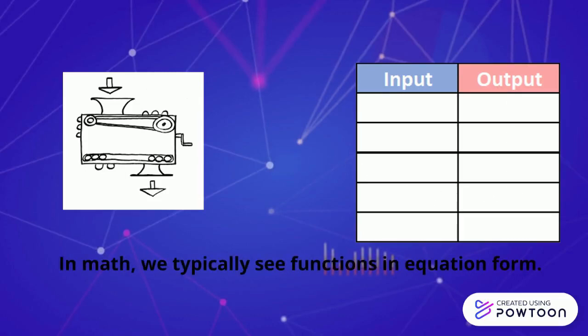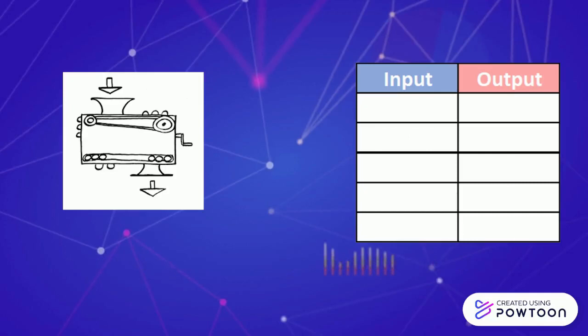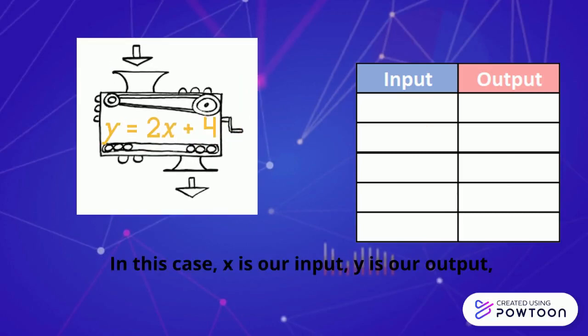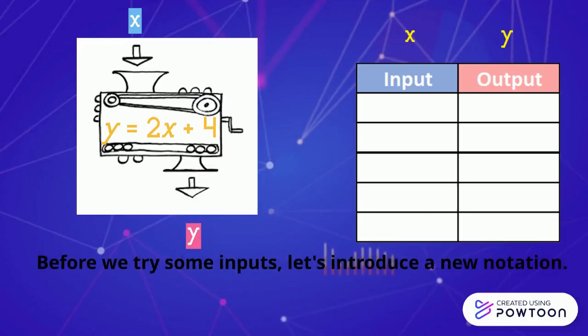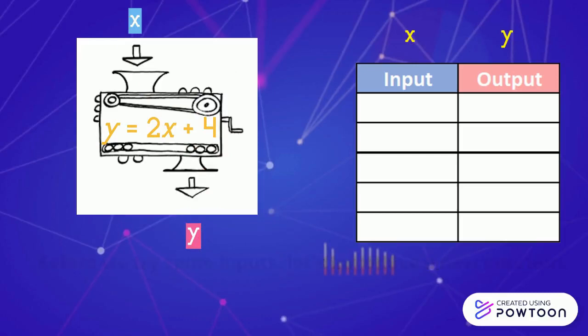In math, we typically see functions in equation form. Let's revisit our equation from earlier, y equals 2x plus 4. In this case, x is our input, y is our output, and the equation is our function. Before we try some inputs, let's introduce a new notation.